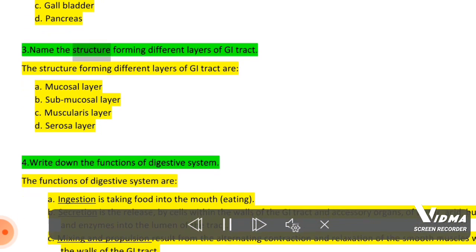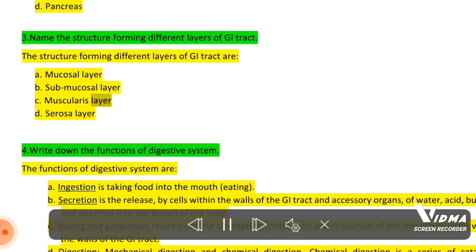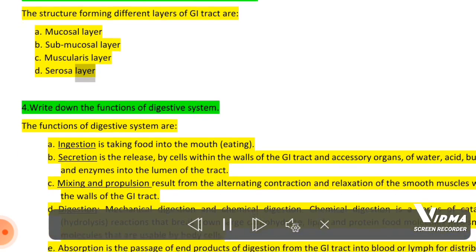3. Name the structures forming different layers of the GI tract. The structures forming different layers of the GI tract are: mucosal layer, submucosal layer, muscularis layer, serosa layer.